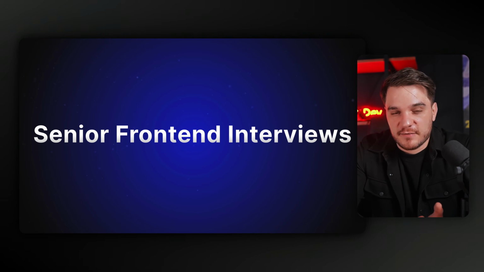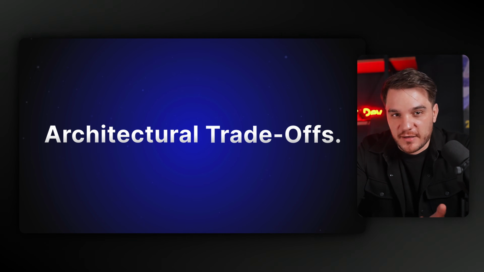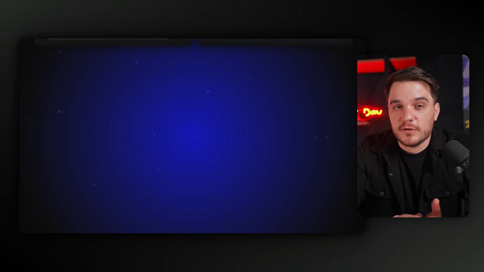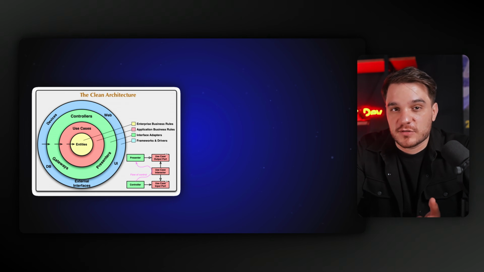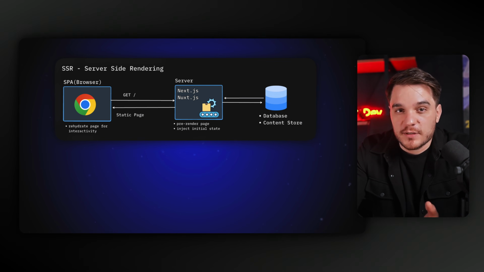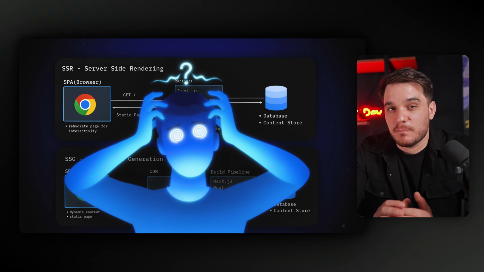Senior front-end interviews are not about coding. They are about architectural trade-offs. Do you know the difference between a monolith and microfrontends? When would you use a clean architecture versus a hexagonal architecture? Would you set up server-side rendering or static site generation? And if you struggle here, you'll end up sounding mid-level at best.